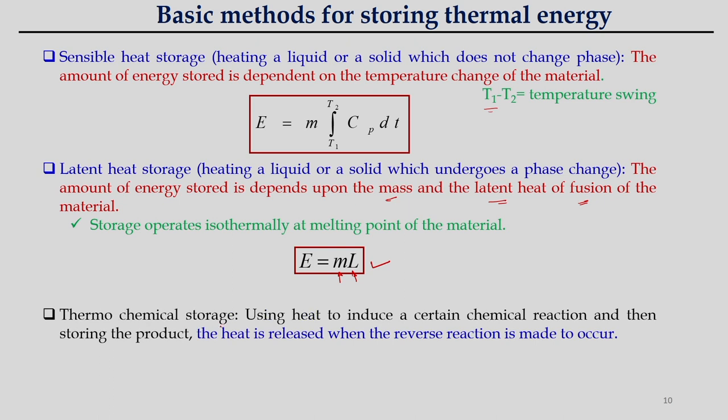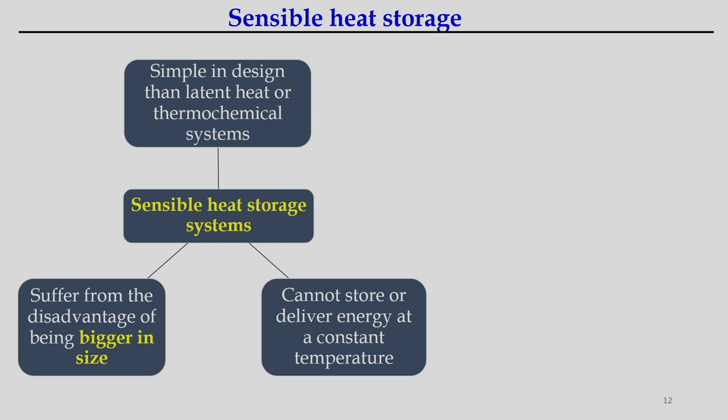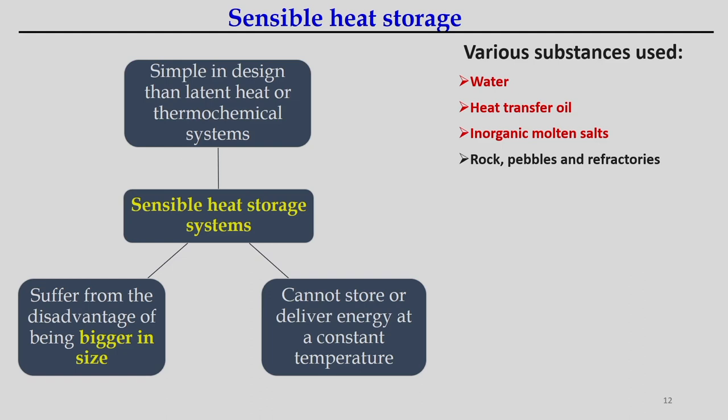Again, thermochemical storage uses heat to induce a certain chemical reaction and then stores the products. The heat is released when the reverse reaction is made to occur. So, if we consider a sensible heat storage system, it has advantages like being very simple in operation, but disadvantages like needing a bigger size, meaning volume will increase, and it cannot store or deliver energy at constant temperature. And we can use plenty of materials like water, heat transfer oil, inorganic molten salts, rocks, pebbles, and refractories.